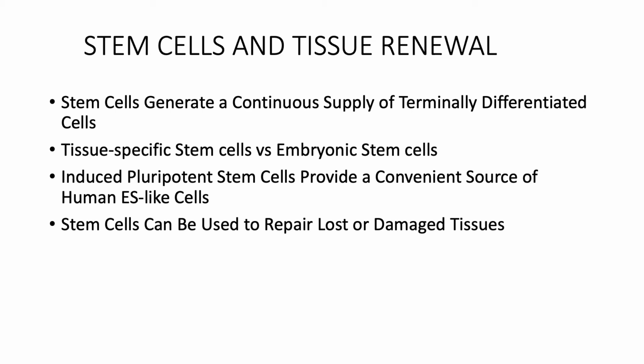So stem cells are required for what we call tissue renewal. And as I wrote on the first line there, stem cells generate a continuous supply of what we call terminally differentiated cells. Terminally differentiated cells are the cells that carry out the function, like terminally differentiated skin cells, or colon cells, or brain cells. So let me show you an illustration in the next slide.